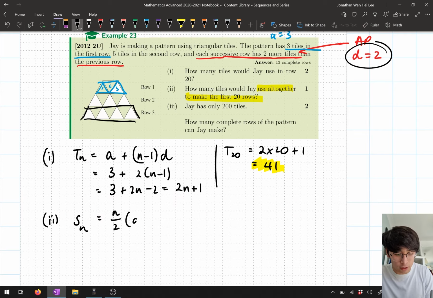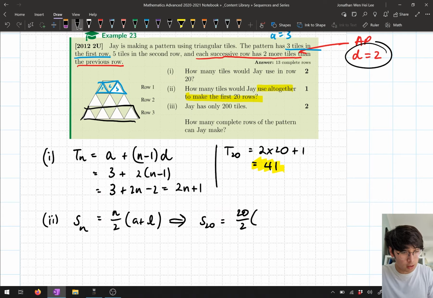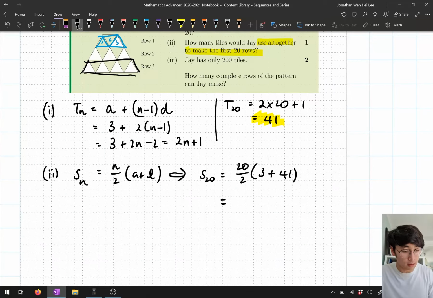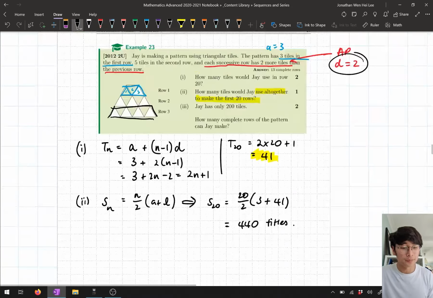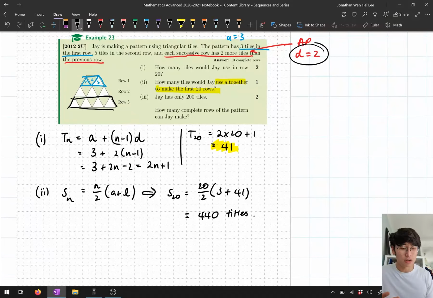Sn is equal to n over 2 times (a plus l), because I've got the starting term and I've also got the last term. And so here, this becomes S20 is equal to 20 over 2 times (3 plus 41), because I know that in the 20th row we've got 41 tiles. And so here we can simplify this. This becomes 440 tiles altogether. Okay, so for this one, we can use the information from part 1 to help me figure out the answer for this.